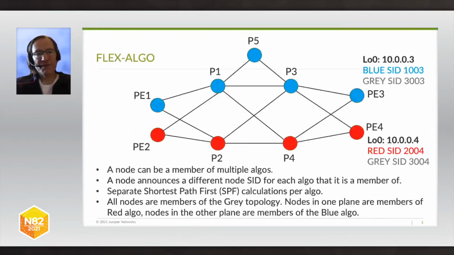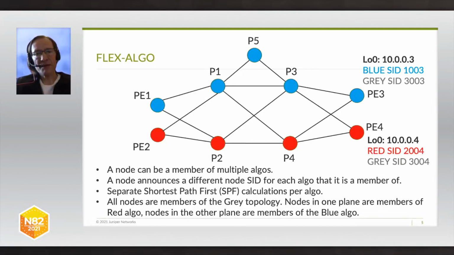So let's have a look at this first example of Algo. What we've got is a topology where I'm assuming that the metrics are the same on each link within the topology. And we've got the normal IGP topology, which I call the gray topology. And all of the nodes in the diagram are members of that. And then we have two Algos set up in this network. We have the blue Algo, the routers on the top part of the diagram are members of that. And then you've got the other routers, which are members of the red Algo.